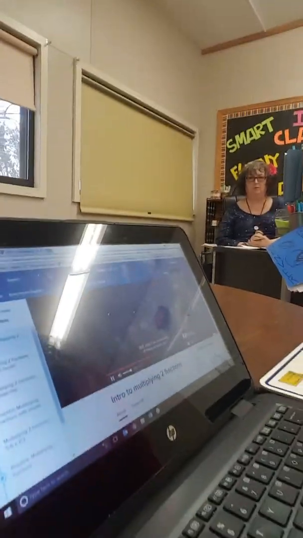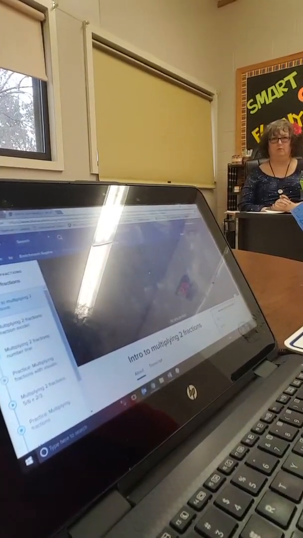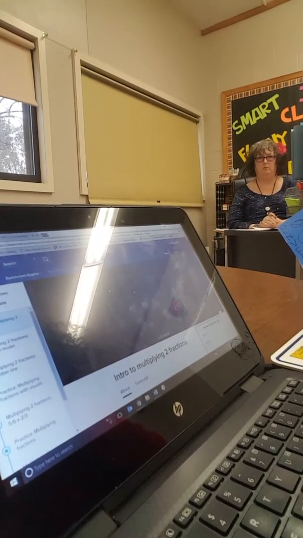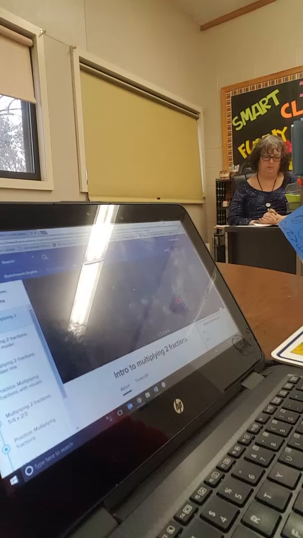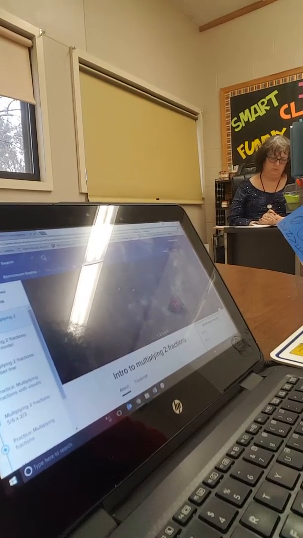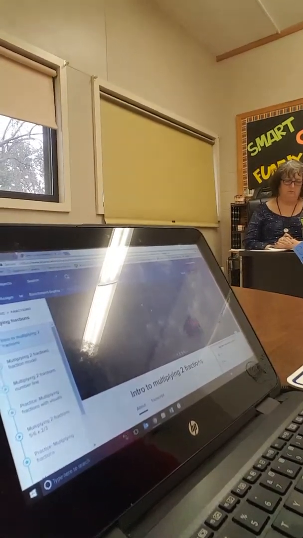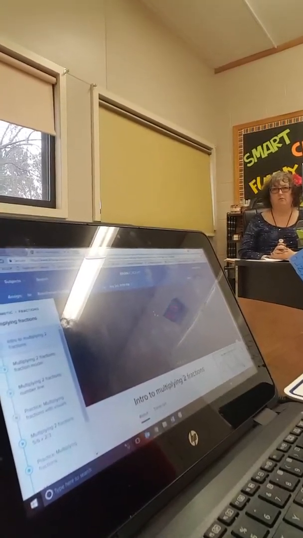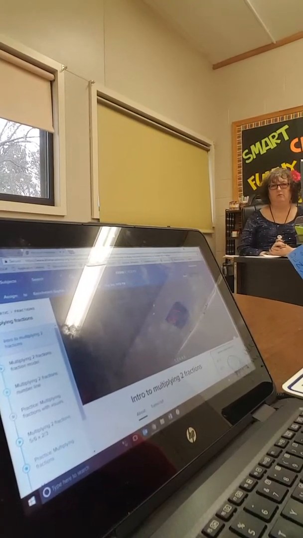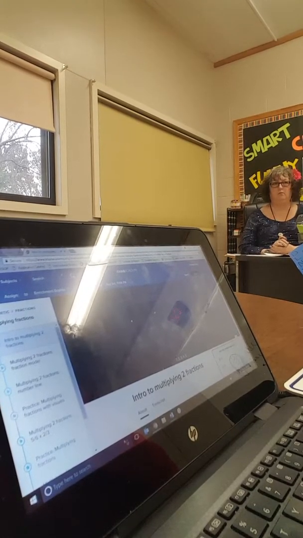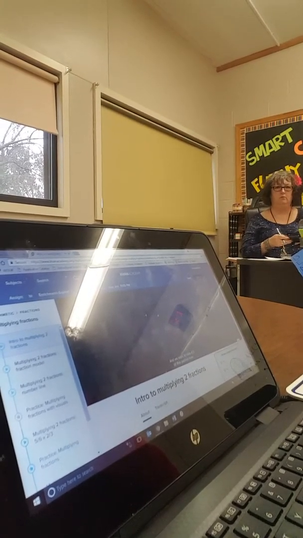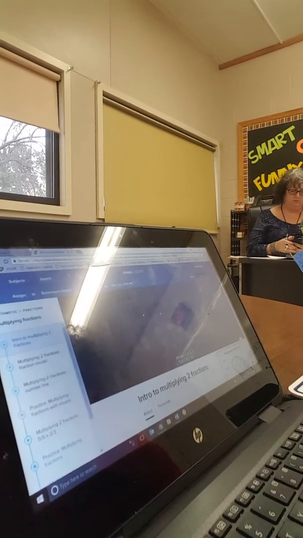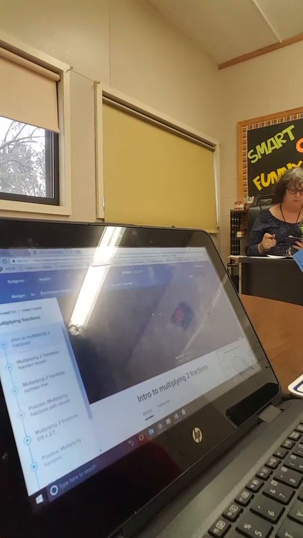Well, what if we divided each of these sections into 5? So let's divide each into 5. 1, 2, 3, 4, 5. 1, 2, 3, 4, 5. And I could even divide this into 5 if I want. 1, 2, 3, 4, 5. And we want to take 4/5 of this section here. So how many fifths do we have? 1, 2, 3, 4, 5, 6, 7, 8, 9, 10.